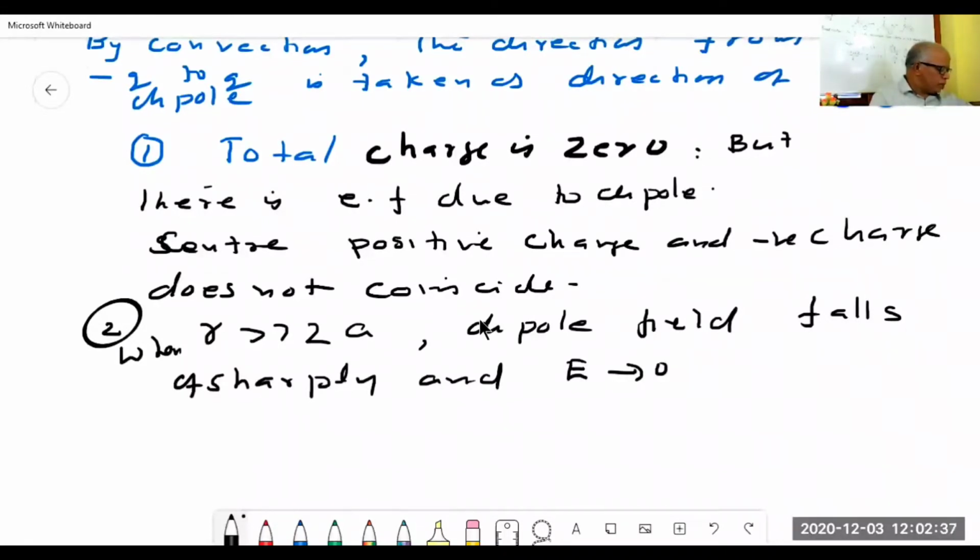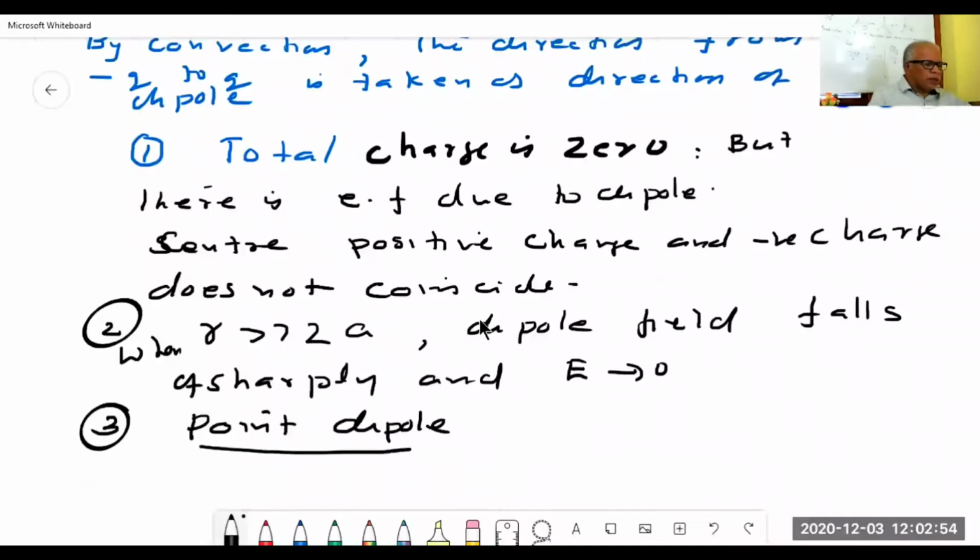Now we'll see the next point: what is dipole moment. Before that, I'll tell you what a point dipole is. Anyone knows it? A point dipole is a dipole due to atoms or molecules.